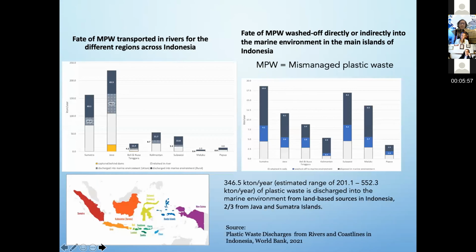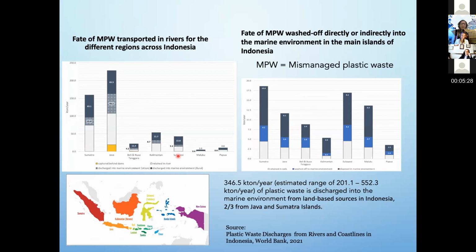And this is the result from the fate of mismanaged plastic waste in rivers for the different regions across Indonesia. This one you can see here. The Sumatra is this one, and this is the Java. Java is very big, and Bali is around this area, and we have the Kalimantan, the Borneo, and Sulawesi, and we have also the Maluku and the Papua, the last one.